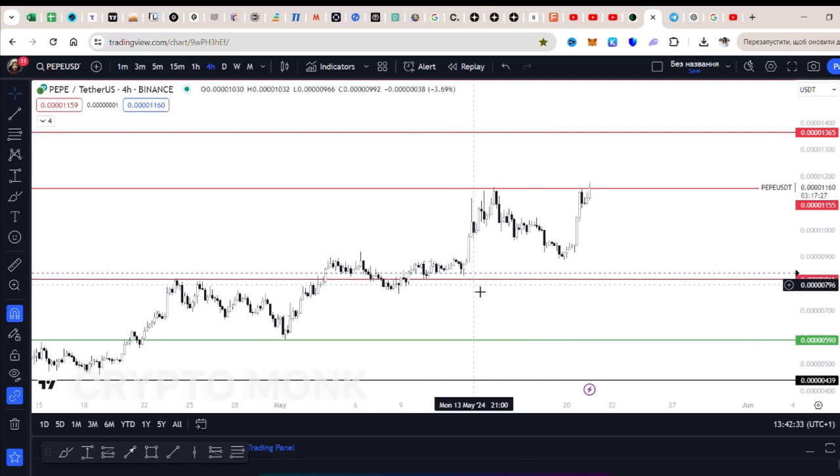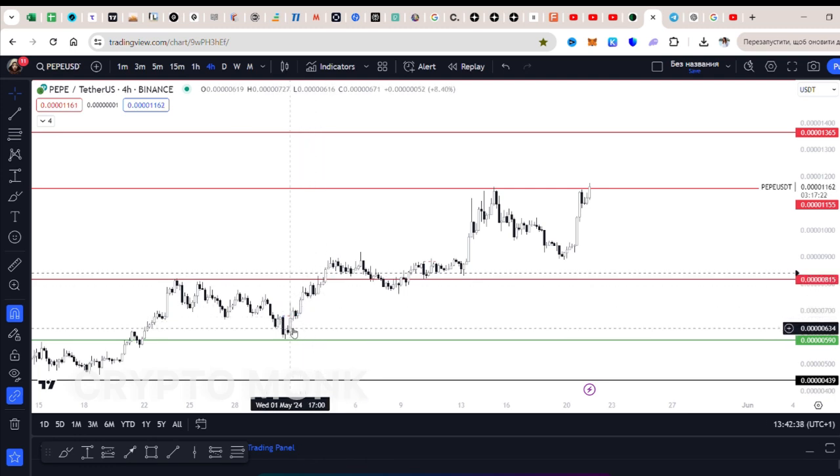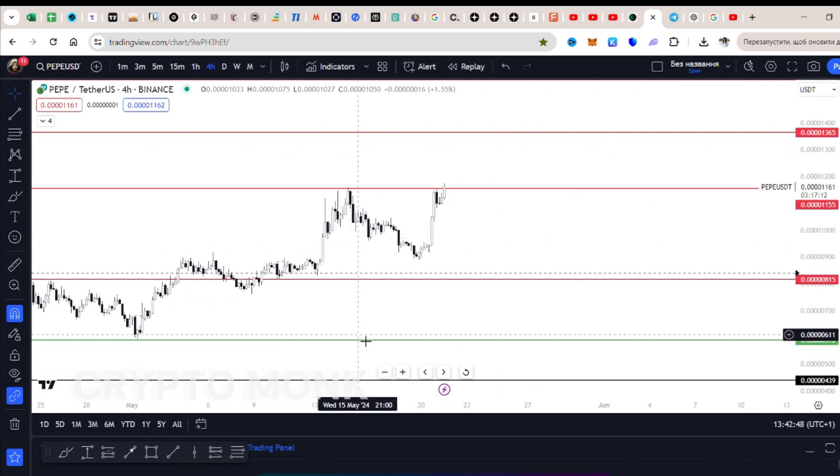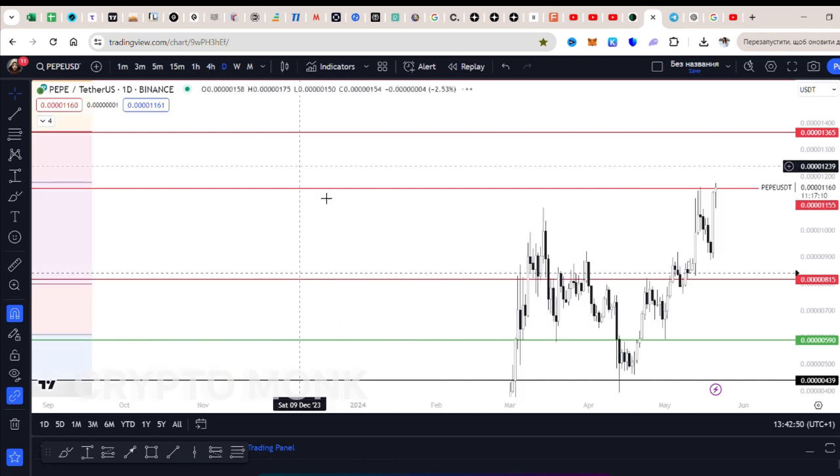You can add meme coins to your position here. You can buy immediately with a market order and wait for the price to touch the next level, because here you can see the price didn't retrace. But here there was a retracement and the price consolidated before Pepe's price increases. This situation occurred twice, and there's a high probability it will happen again.